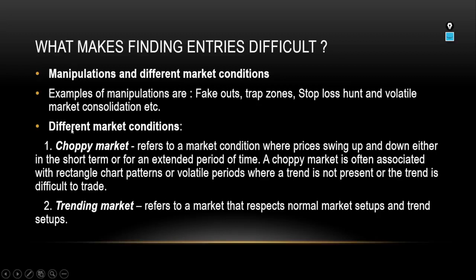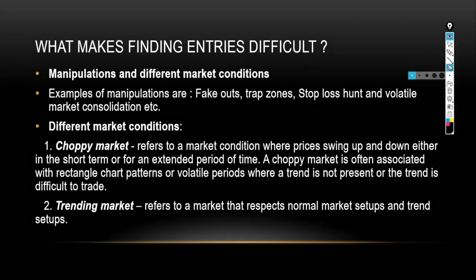Now, different market conditions. We're going to have a choppy market. This refers to a market condition where prices swing up and down either in the short term or for an extended period of time. A choppy market is often associated with rectangle chart patterns or volatile periods where a trend is not present or the trend is difficult to trade. I'm going to show you examples of a choppy market, but mostly a choppy market is when the market sells at a support and buys at a resistance. You're going to see this even more clearly once you go to the chart.